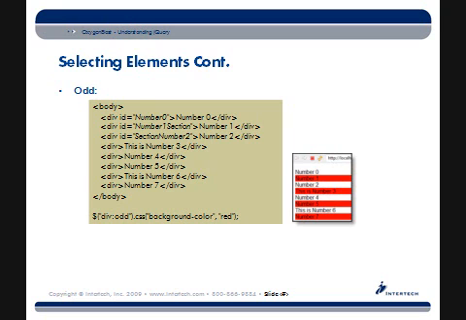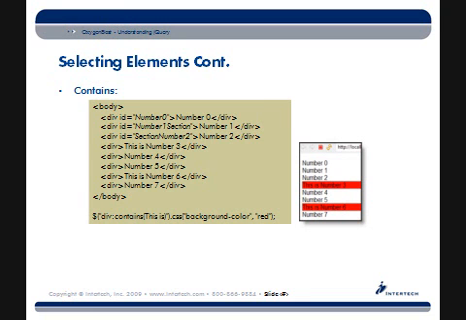Another example, here I'm calling odd on all my div elements. It selects all the odd elements and changes the background color. And here is one called contains. Here it's actually looking at the text of the node. So I can say, if it contains some text, in this case the words "this is", then I want to change the background color. Again, a few examples of selecting elements.